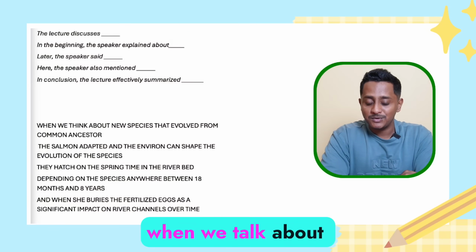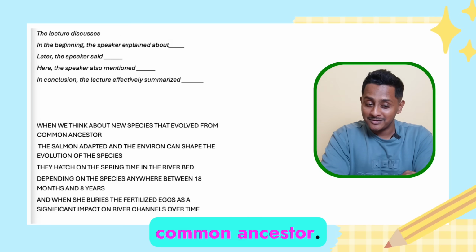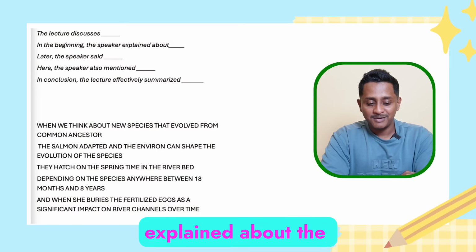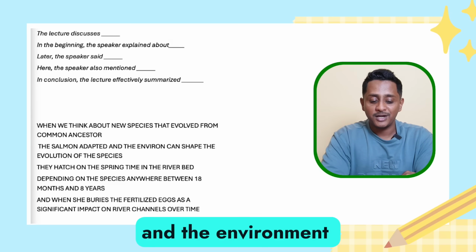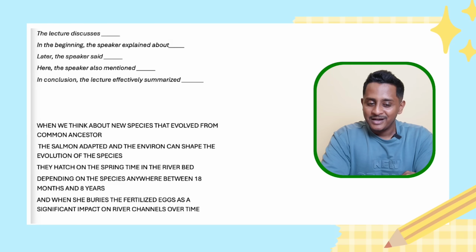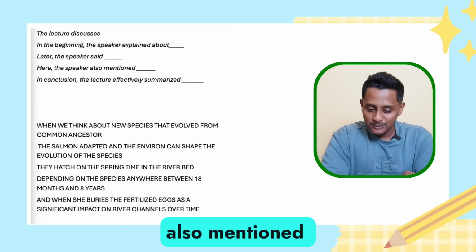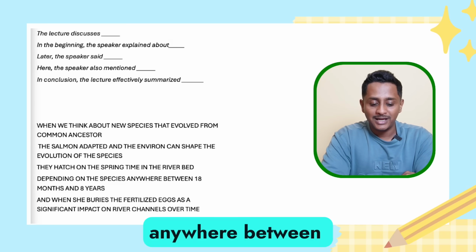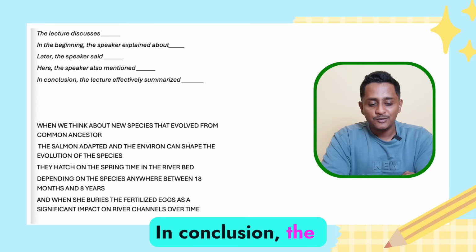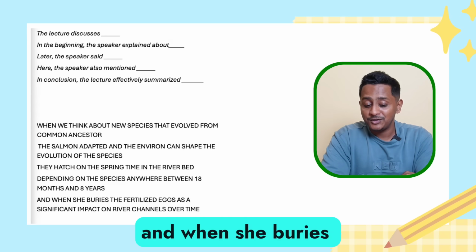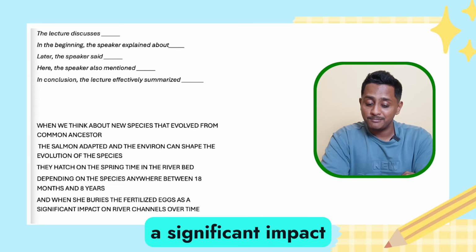The lecture discusses when we talk about new species that evolved from a common ancestor. In the beginning, the speaker explained how salmon adapted and how the environment can shape the evolution of the species. Later, the speaker said they hatch in the springtime in the riverbed. Here, the speaker also mentioned, depending on the species, anywhere between 18 months and 8 years. In conclusion, the lecture effectively summarized that when she buries the fertilized egg, it has a significant impact on river channels.